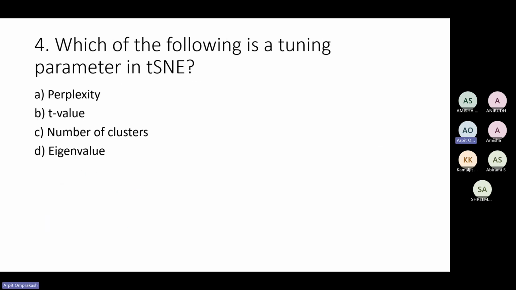The fourth question is, which of the following is a tuning parameter of t-SNE? Perplexity, t-value, number of clusters, eigenvalue. So eigenvalue is not something you can change. Number of clusters is not something we are looking at. We are not clustering. T-value is not something you can change. Perplexity is a tuning parameter in t-SNE. It controls the sigma parameter that is used. Okay.